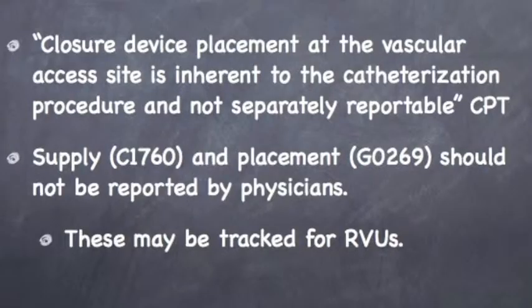There's cost associated with these closure devices. So Medicare created this C1760 code to track the supply of those closure devices. And they also created a G code, G0269, which says placement of one of these closure devices.